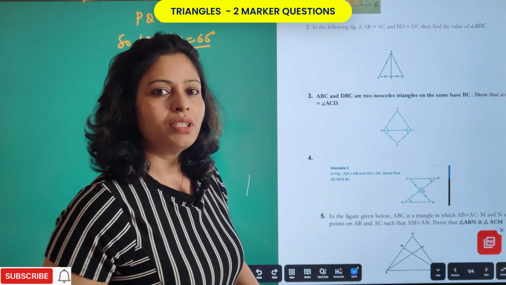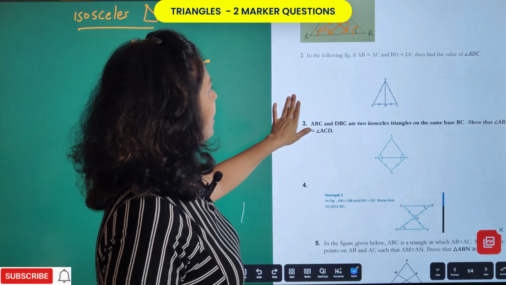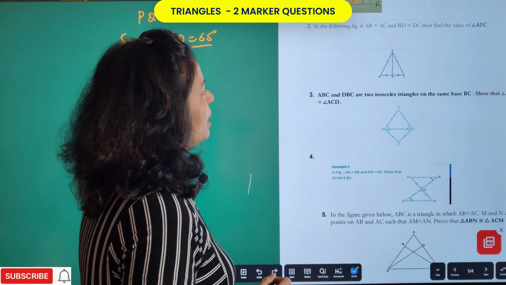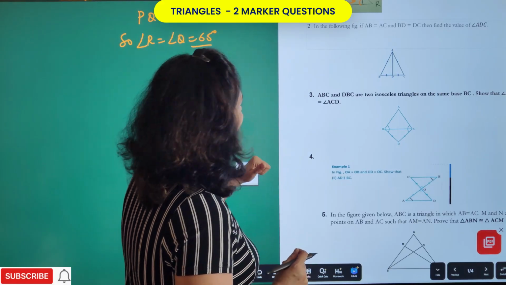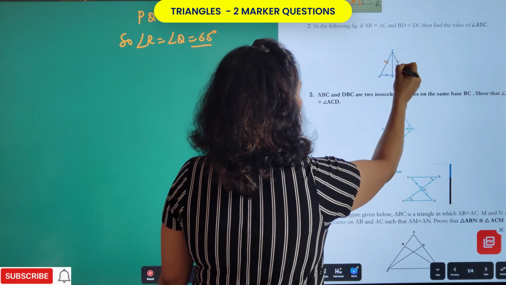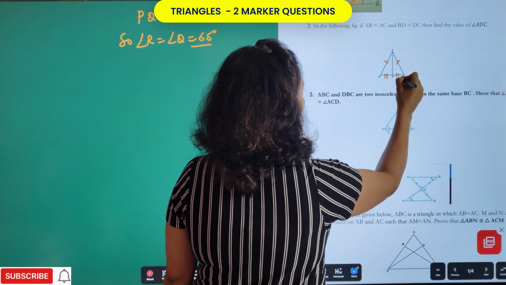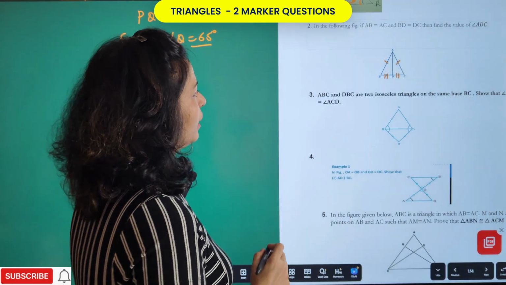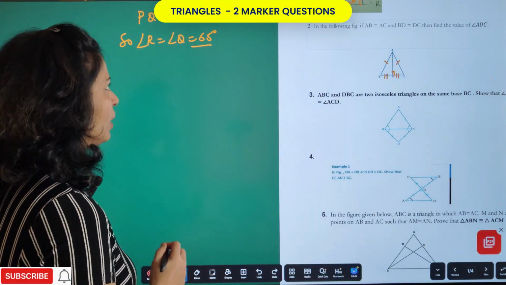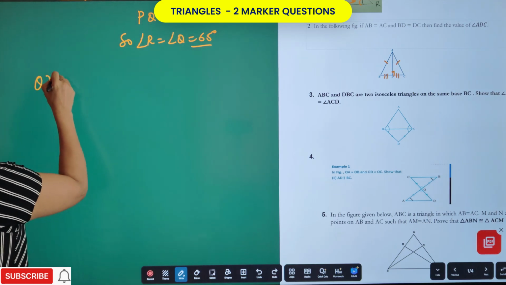Now coming to the second question, which says, in the following figure, they have given you a figure here, if AB is equal to AC and BD is equal to DC. So here AB is equal to AC and BD is equal to DC is given to you. They are asking you to find the value of angle ADC. So here how do we go about it?